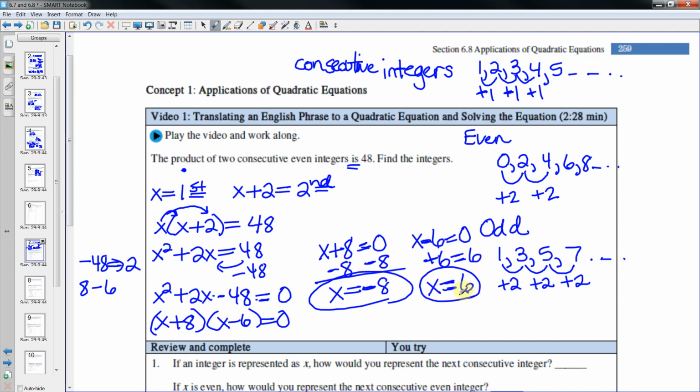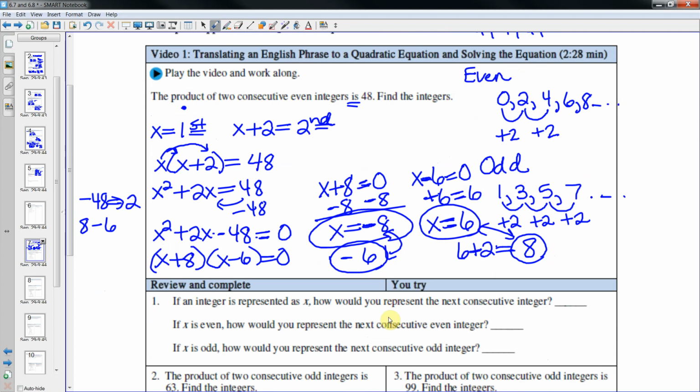Now it asks for each integer. So if I've got negative 8 as one of the consecutive even ones, then the next one after negative 8, if I'm thinking across the number line, would be negative 6. So negative 8 and negative 6 go together. For 6, I add 2 more. So 6 plus 2 would be 8. So 6 and 8 work. So these two work together and these two work together. So you've got 2 sets of answers on this one because I had 2 sets of numbers that could multiply and get me 48.